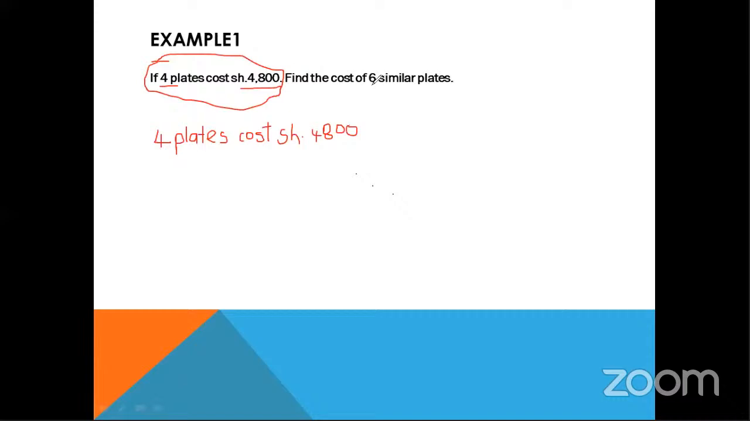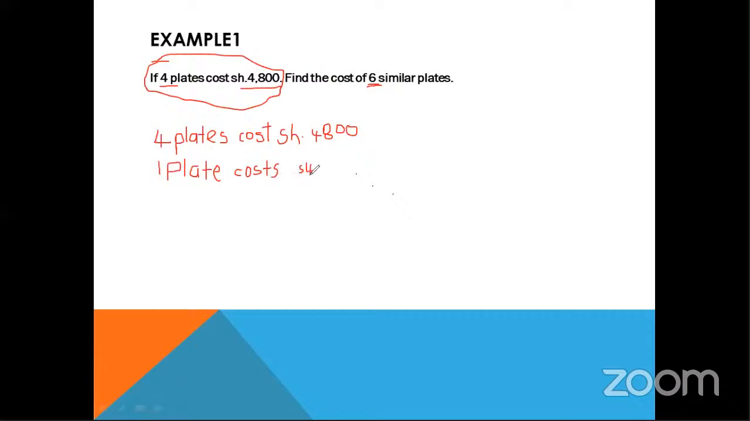Before you get the cost of 6 plates, members, whether you go to buy something, if they tell you the amount of more than one item, first ask them what is the cost of one item. So in this case, let's first find the cost of 1 plate. You need to know the cost of 1 plate before you know the cost of 6 plates. So here you say 1 plate costs. I'm trying to write here so that you can see.